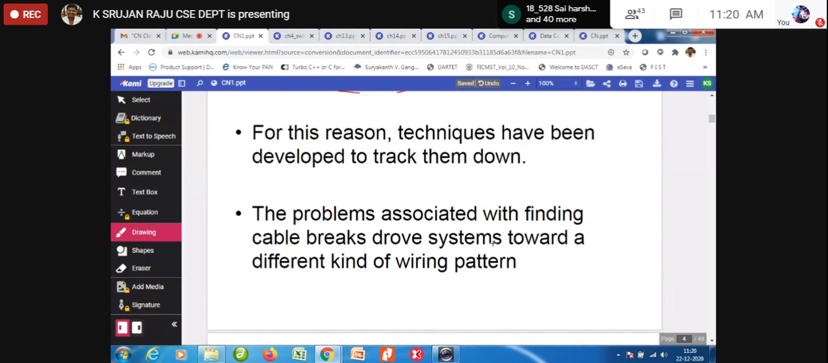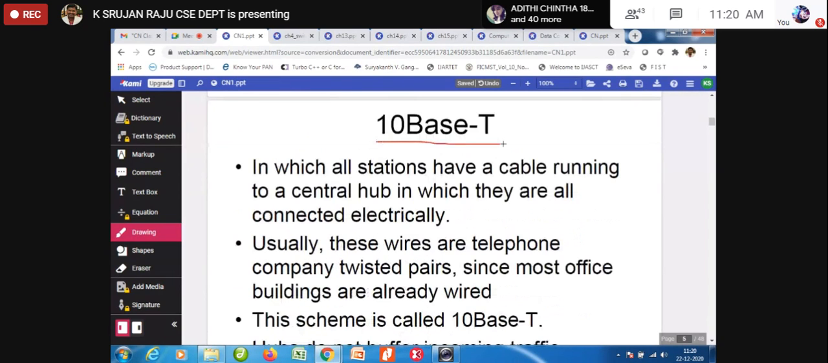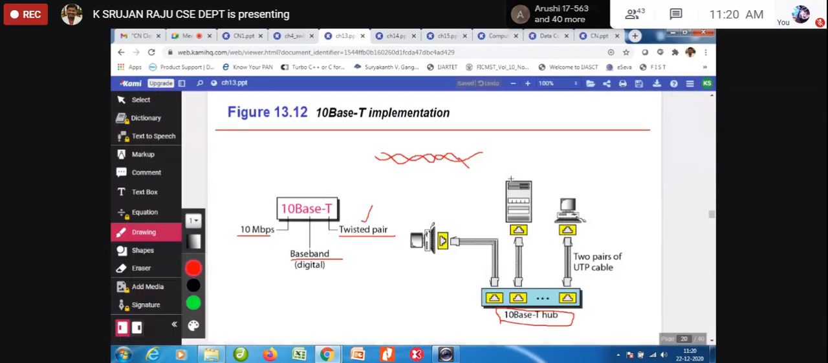For that purpose we move to the 10BaseT twisted pair, in which all stations have a cable running to a central hub. You can have a look at that, all cables are connected to the hub. In this case, if there is a problem with one cable, it will not affect the other two. But if the problem is with the hub, then everything is affected.